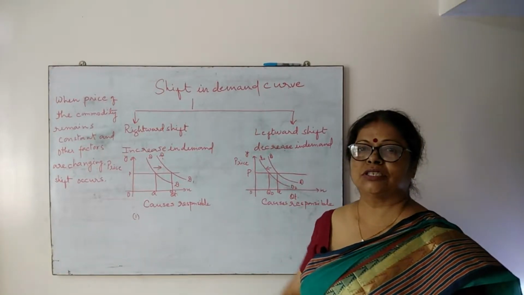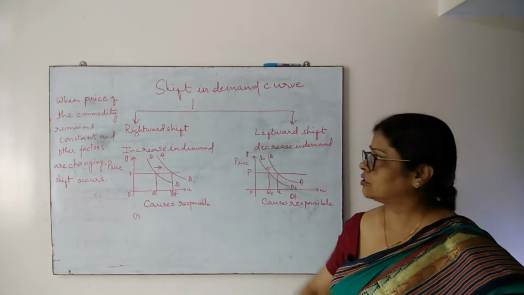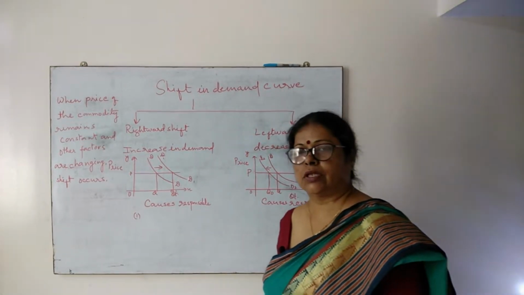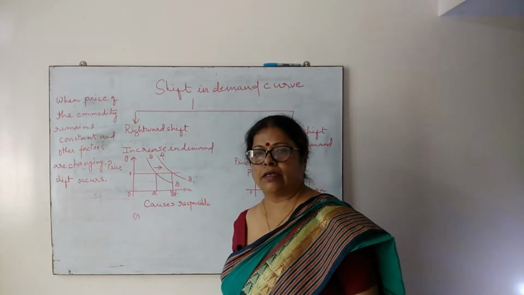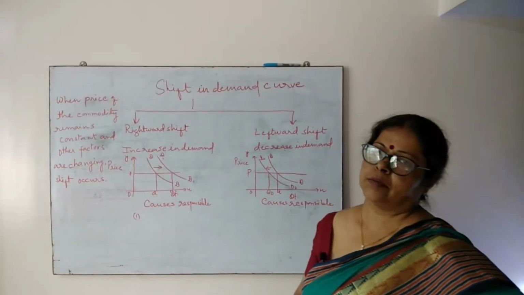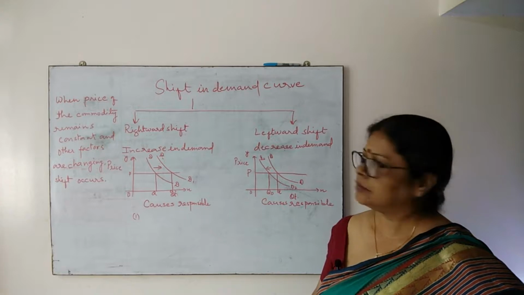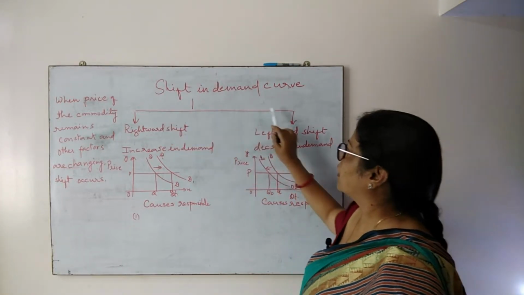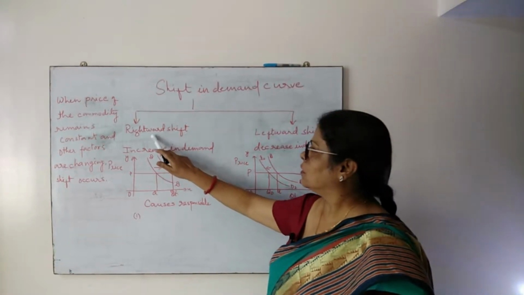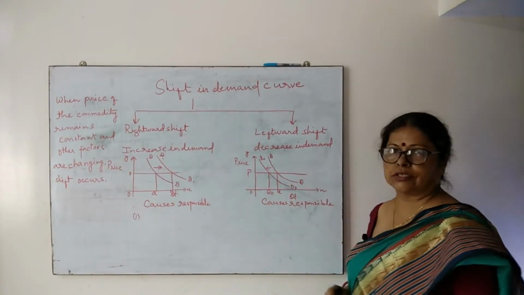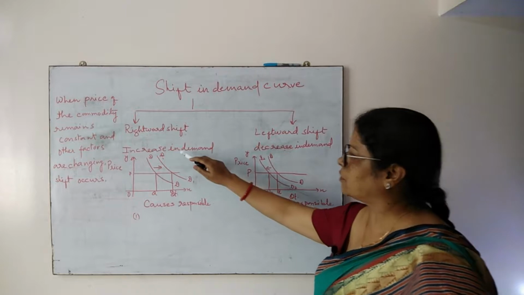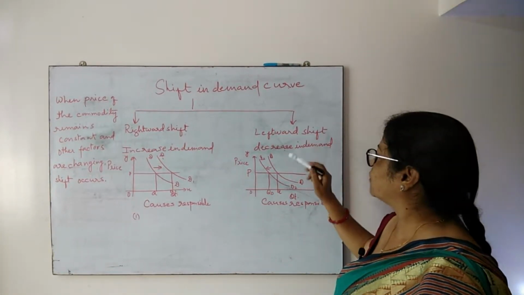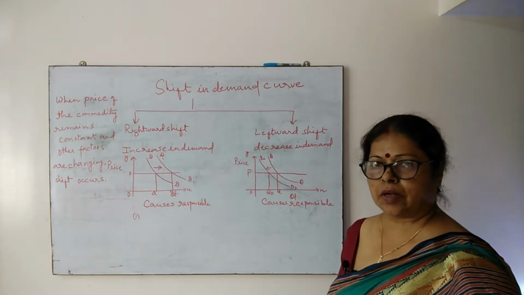To explain shift in demand curve, which is also a very important question in Section A or in ISC as a 3 marks question in Section B. Now, shift in demand curve you can classify into two: rightward shift and leftward shift. Rightward shift is also known as increase in demand, and leftward shift is also known as decrease in demand.